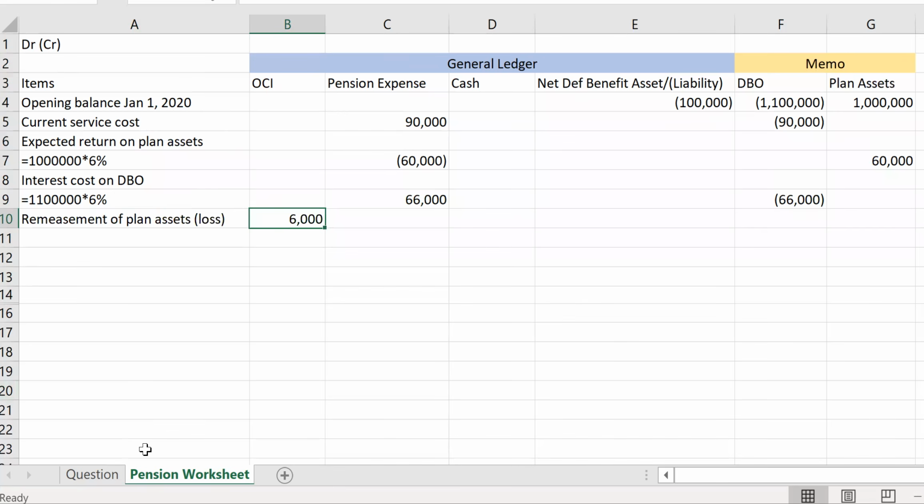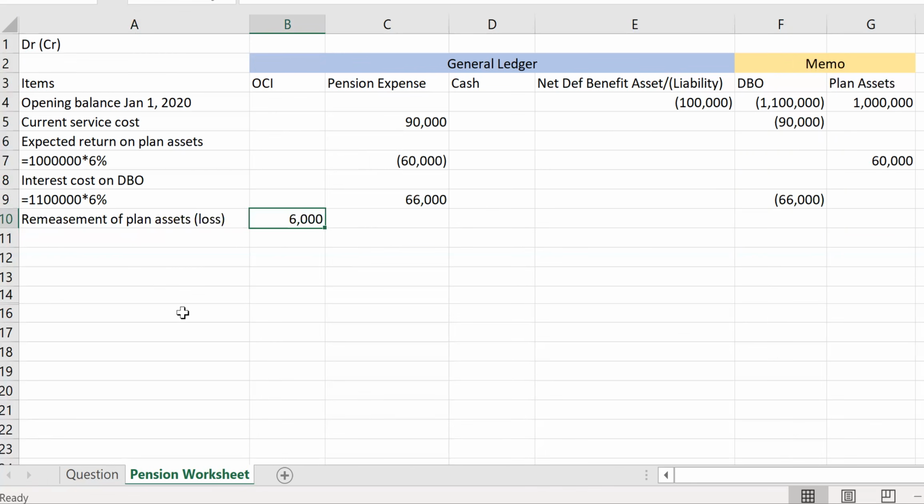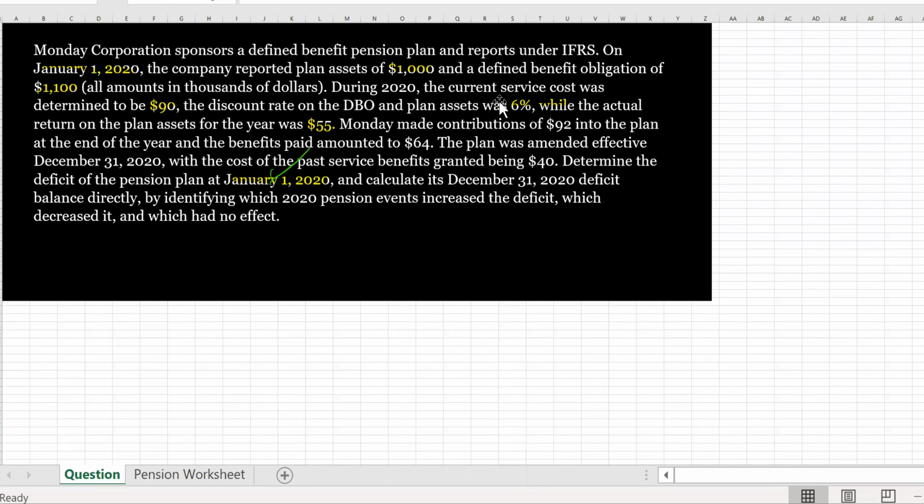Was it 6,000 or 5,000? Sorry. 55,000, and we had 60,000. So this is going to be 5,000. And the other side of this is going to be a decrease to plan assets. So plan assets weren't worth 60,000 as we thought. They were worth 55,000. Okay.